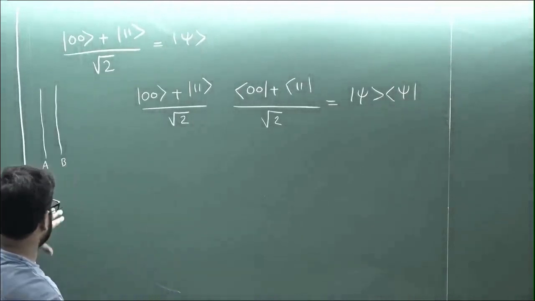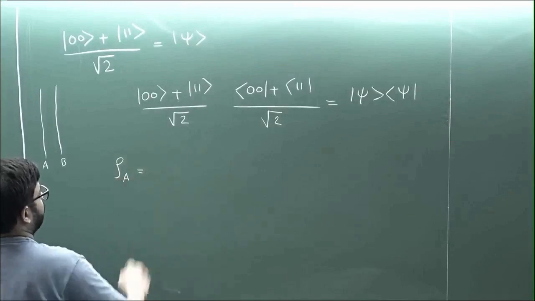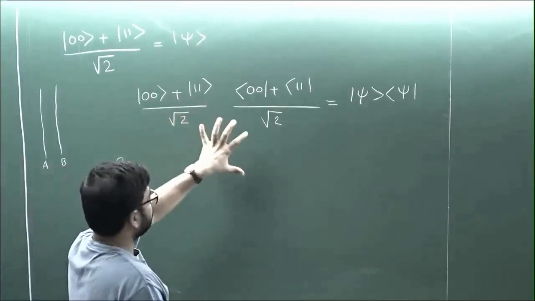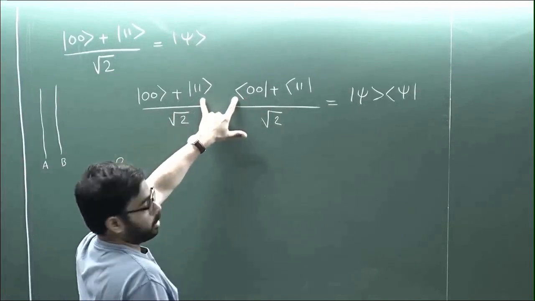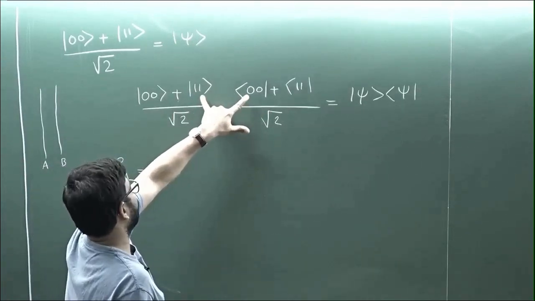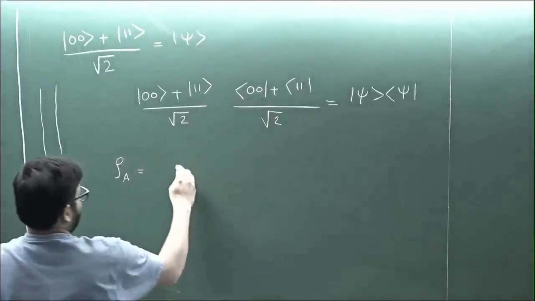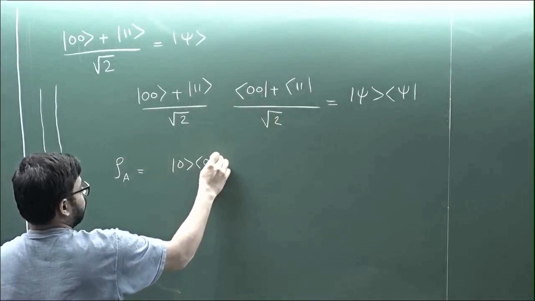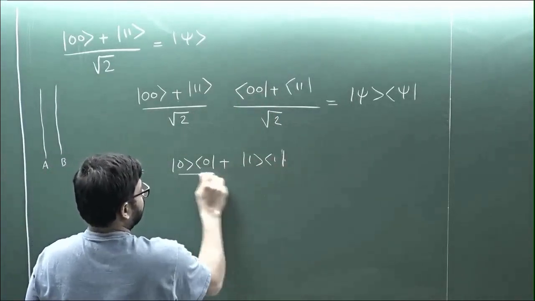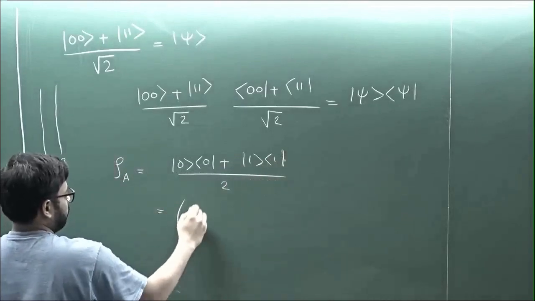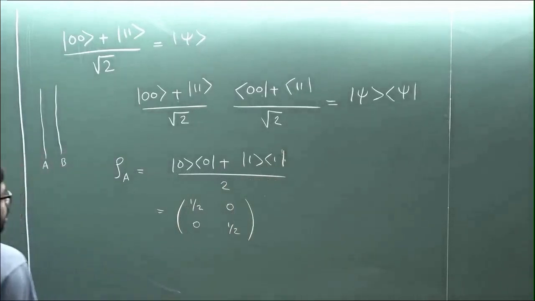And then you're supposed to take a partial trace over B, let's say. So ρ_A. What are the terms that are going to survive? Here we have four terms, |00⟩⟨00|, |11⟩⟨00|, and so on. The cross terms will not survive the partial trace, because when we take the trace over B, these two indices have to be the same. So you basically get (|0⟩⟨0| + |1⟩⟨1|)/2. And in matrix form, this is nothing but 1/2 times the identity matrix.